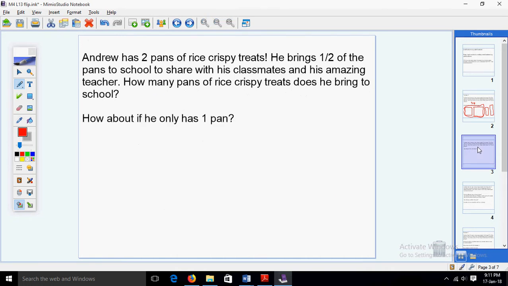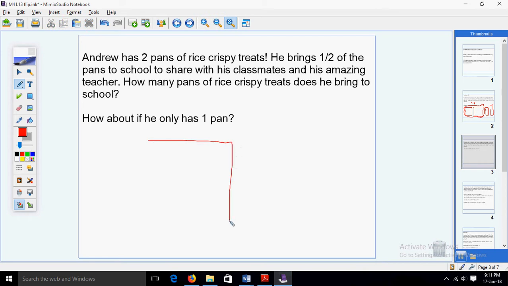So let's look at this one. He now has only 2 pans of Rice Krispie treats, and he's going to bring in half of the pans to school to share with his classmates and his amazing teacher. How many pans of Rice Krispie treats does he bring to school? Okay, so just do it in your head real quick. Half of 2. You should have gotten 1. All right. So let's look at 1.